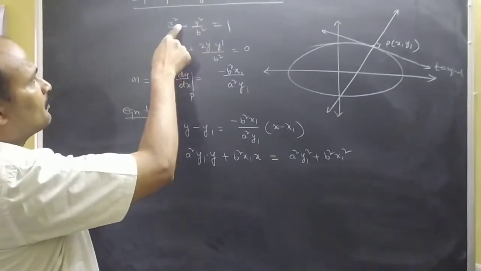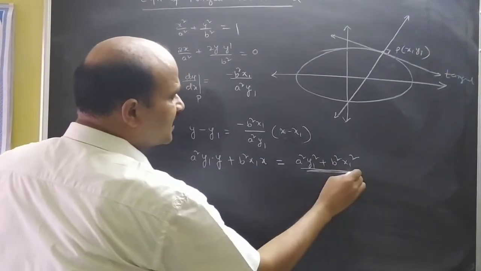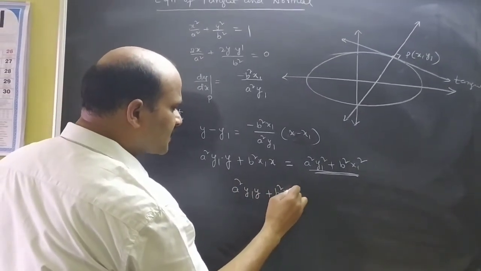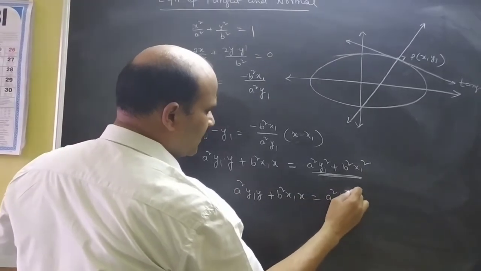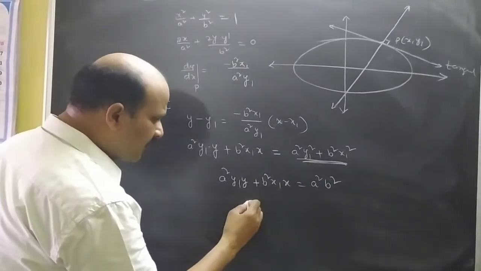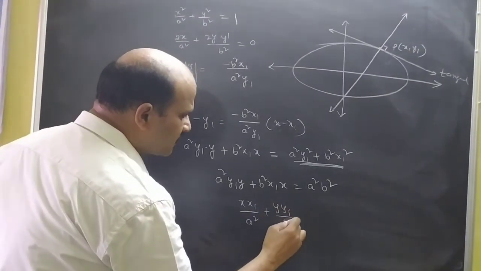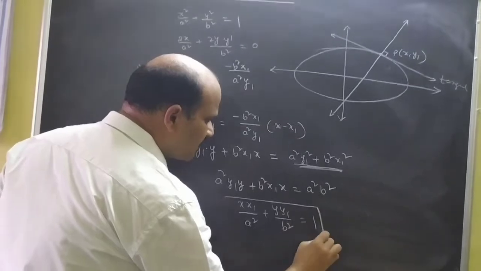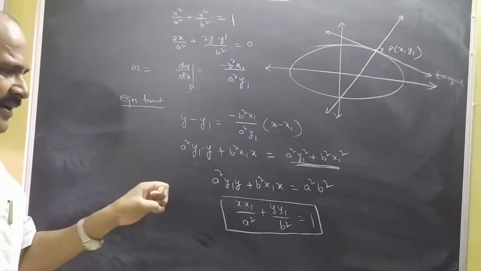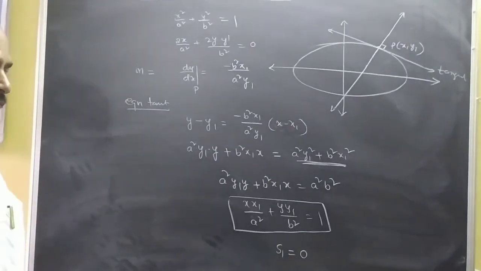if you simplify this, b²x1² + a²y1² = a²b². So a²y1·y + b²x1·x = a²b². If you divide by a²b² on both sides, this becomes x·x1/a² + y·y1/b² = 1. This is the equation of the tangent, which represents the standard notation S1 = 0.